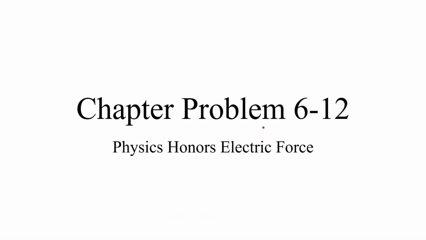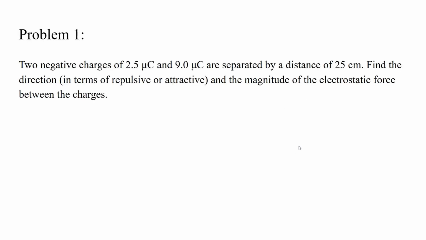So here we have chapter problems 6 through 12 for the quick quiz review on the Physics Honors Electric Force curriculum. Our first problem: two negative charges of 2.5 microcoulombs and 9.0 microcoulombs are separated by a distance of 25 centimeters. Find the direction, in terms of repulsive or attractive, and the magnitude of the electrostatic force between the charges. Before we dive into this question, we need to understand what's going on.